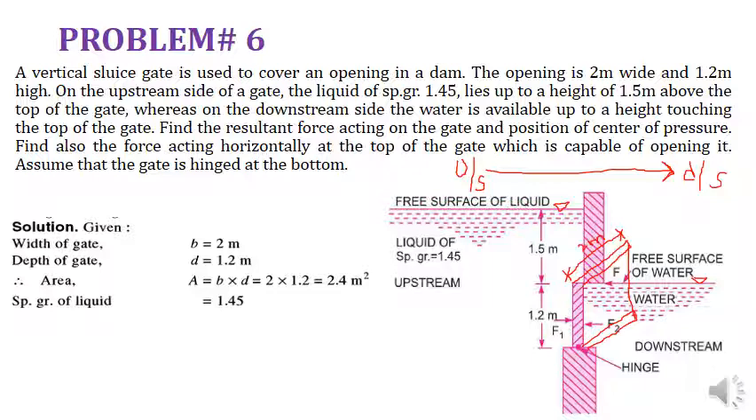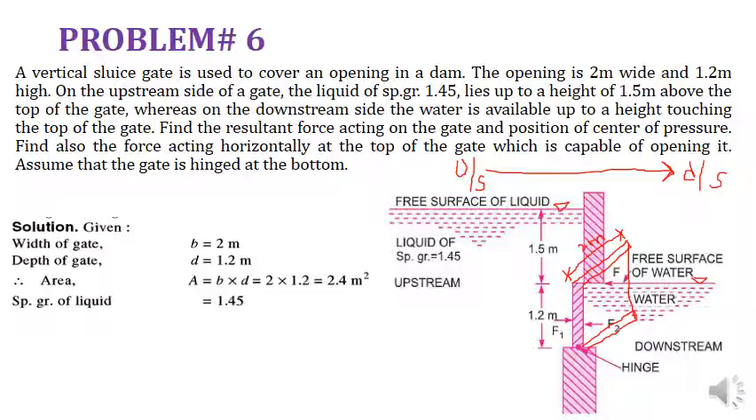On the upstream side of the gate, the liquid of specific gravity 1.5 lies up to a height of 1.5 meter above the top of the gate. So this is the top of the gate, this is the bottom of the gate. The top of the gate is 1.5 meters below the surface of the liquid on the upstream side. And here the liquid is not water, it is a liquid with the specific gravity of 1.45.